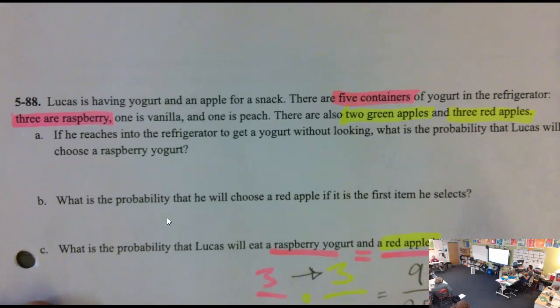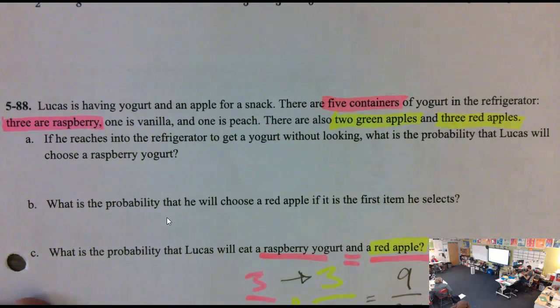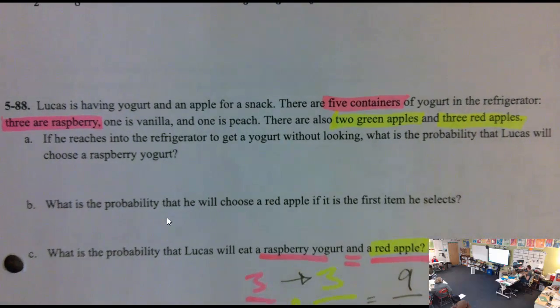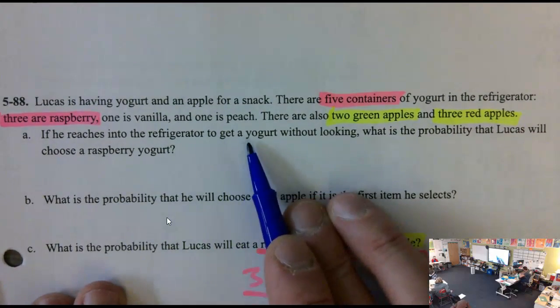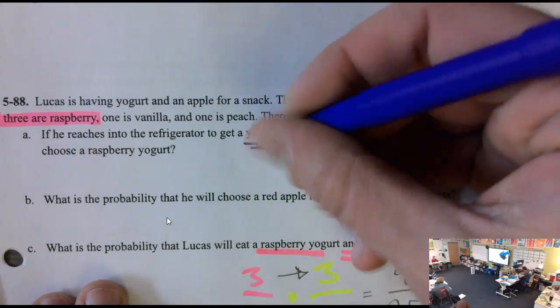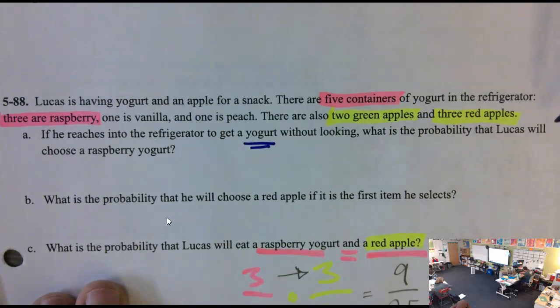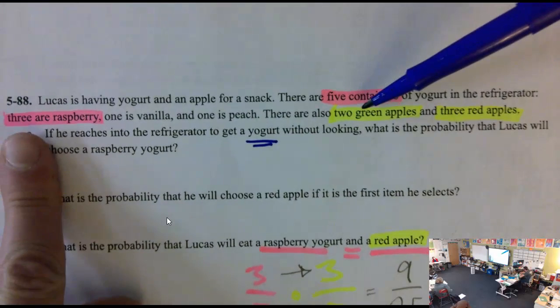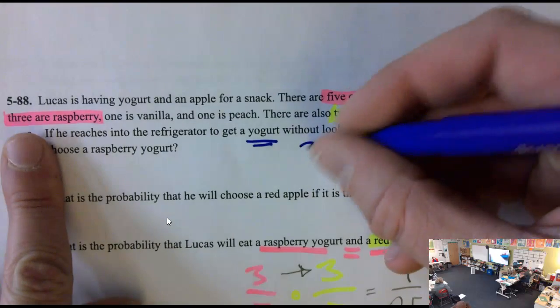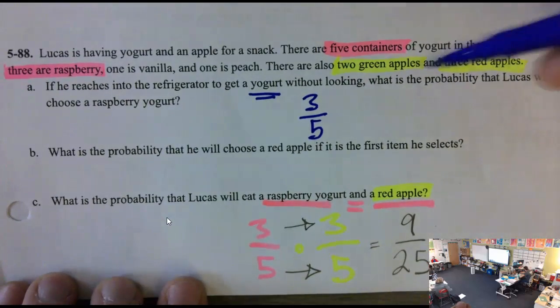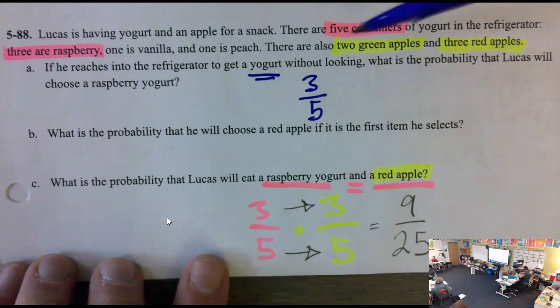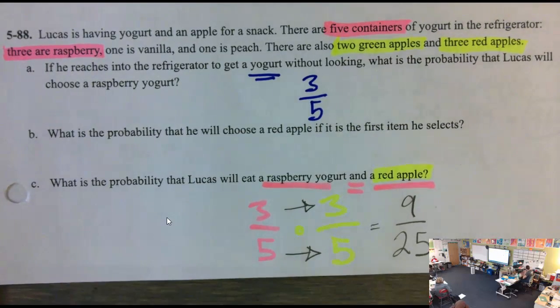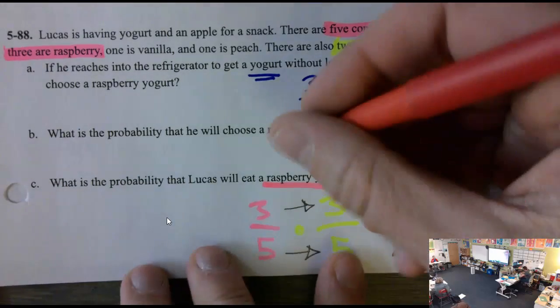This is our compound probability. To do our compound probability, there are 2 events happening, right? So if he reaches into the refrigerator to get a yogurt, specifically yogurt, without looking, what is the probability Lucas will choose raspberry yogurt? Well, 5 containers total. 3 of them are raspberry. So if we're just looking at the raspberry yogurt, it's 3/5. If we look at the probability of choosing a red apple, there are 5 apples. 3 of them are red, so my probability of red apple is also 3/5.